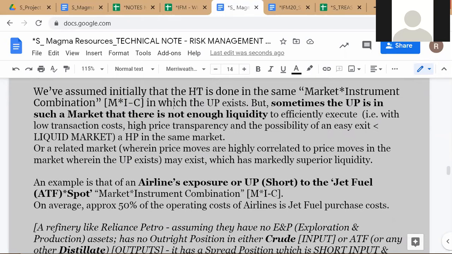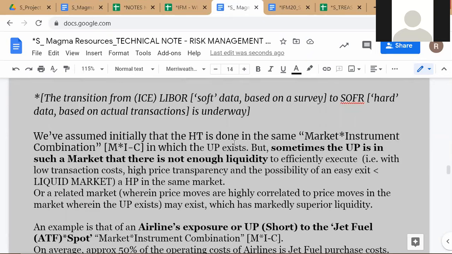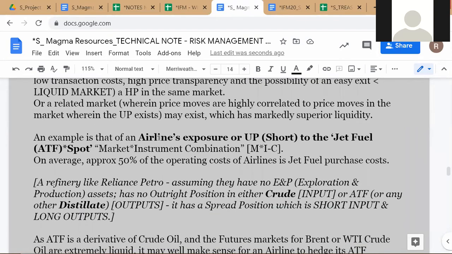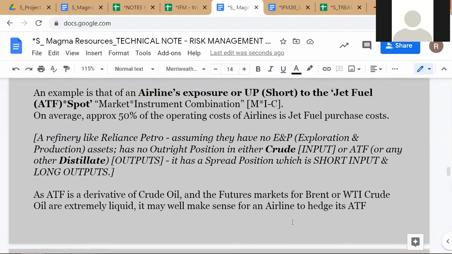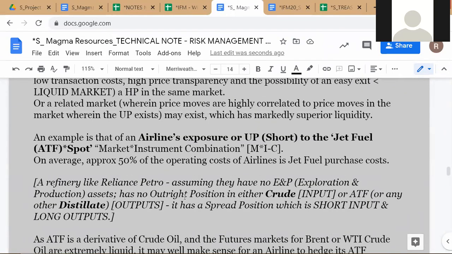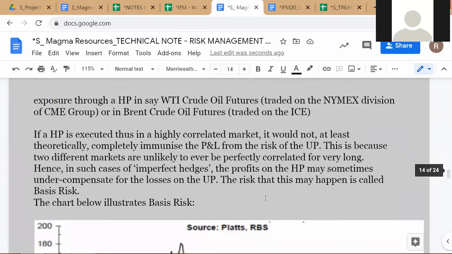So basis risk arises from the fact that there isn't enough liquidity in the underlying market, in the market instrument combination where you have your underlying position. For whatever reason, you want to have your hedge position in a liquid market. There's the example of an airline which has an underlying short position in jet fuel, and it does not like the liquidity of the jet fuel market, and therefore it decides to hedge in a liquid market, going to crude oil.